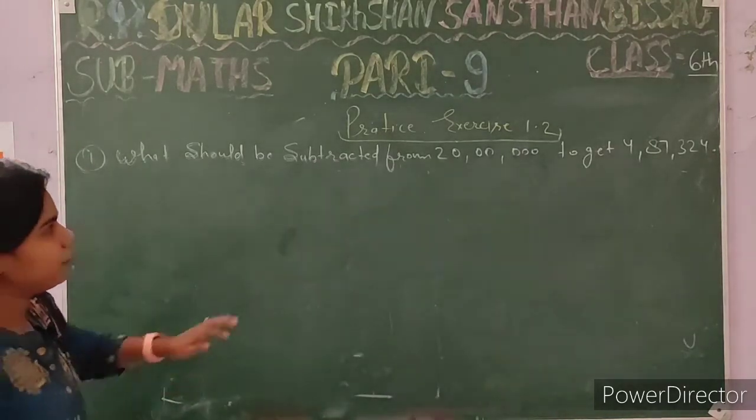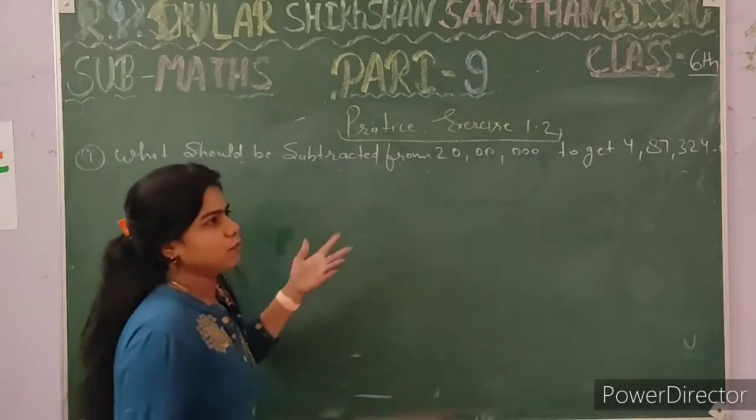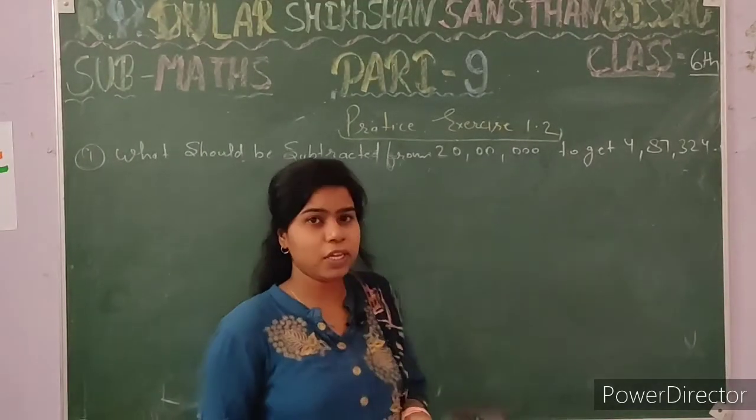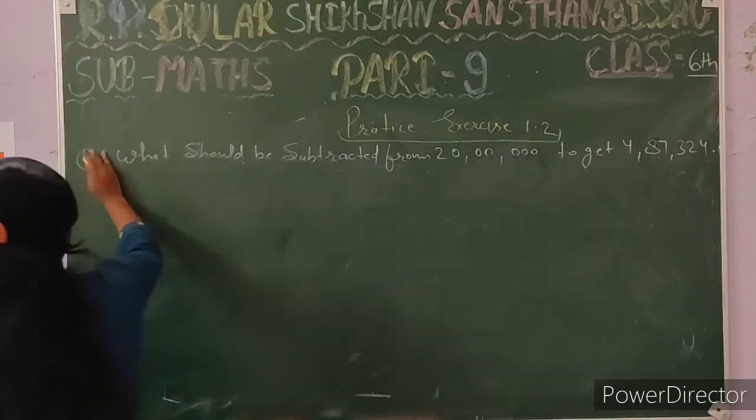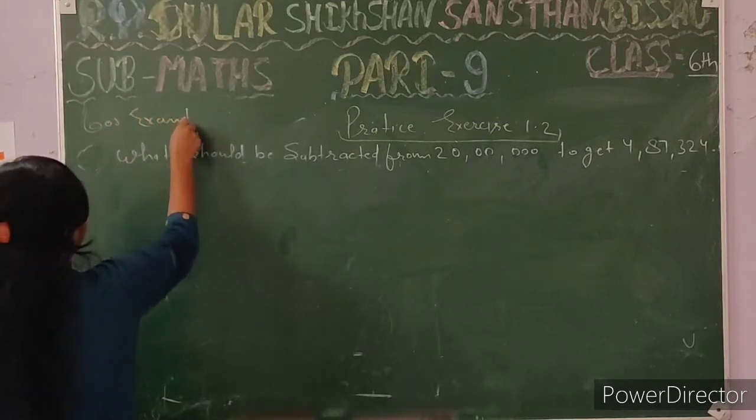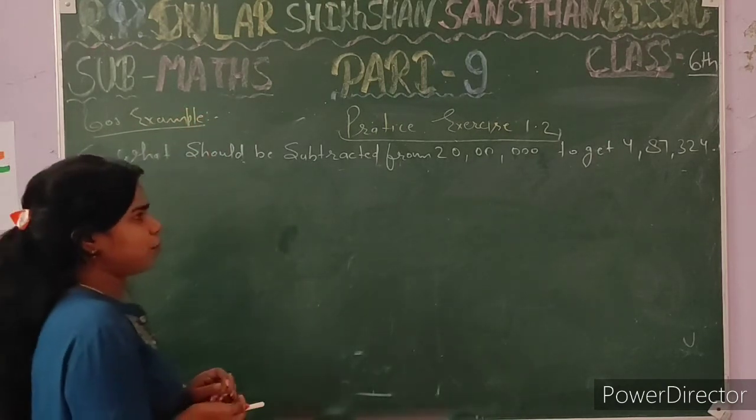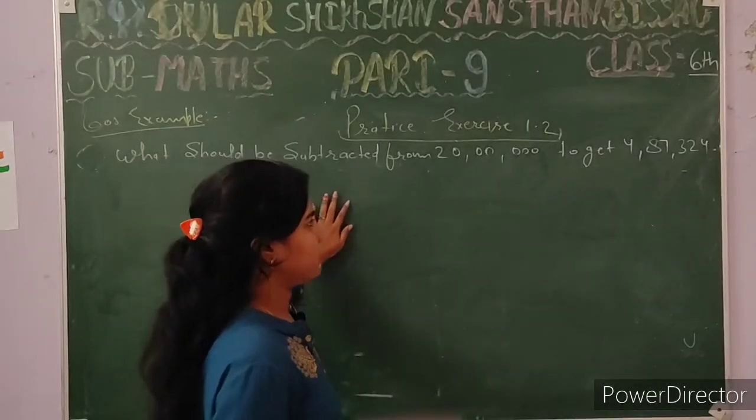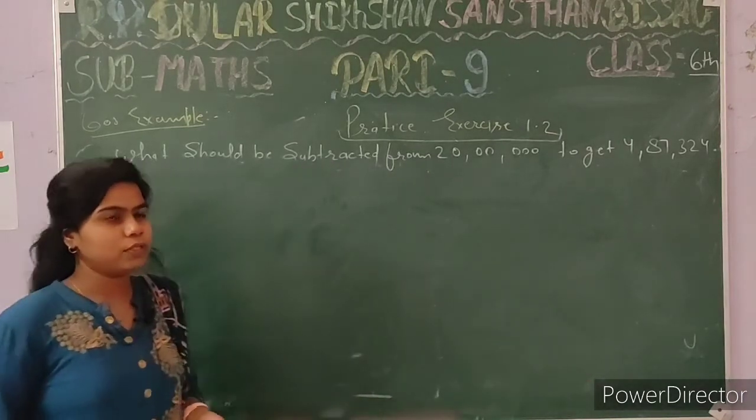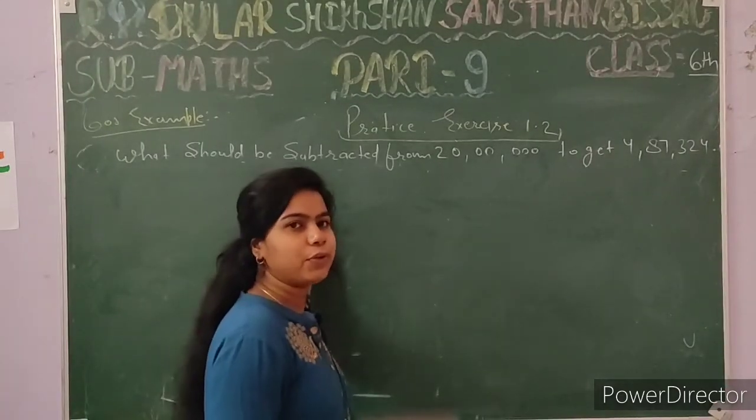So today in part 9, for practice exercise 1.2, I will tell you how to solve the word problems in this exercise. I will give you some examples according to this exercise. In exercise 1.2, our first question is like this. The numbers are not the same, because I am giving an example, so you can do this type of question from exercise 1.2 in the same way.